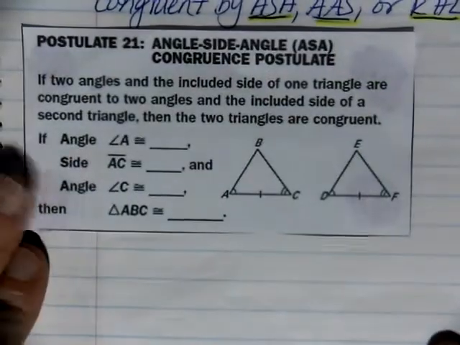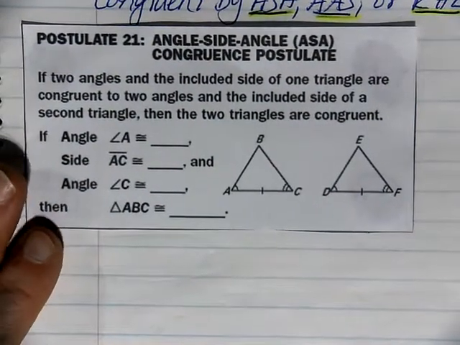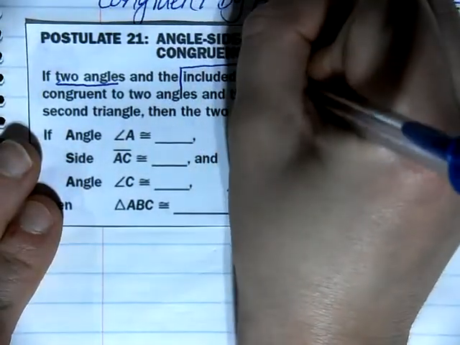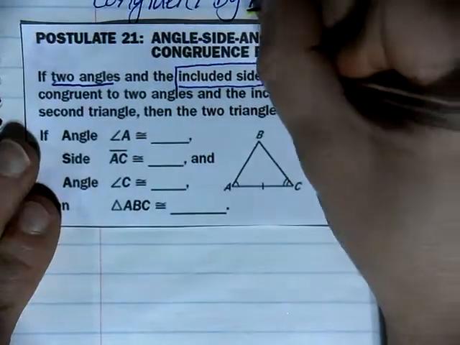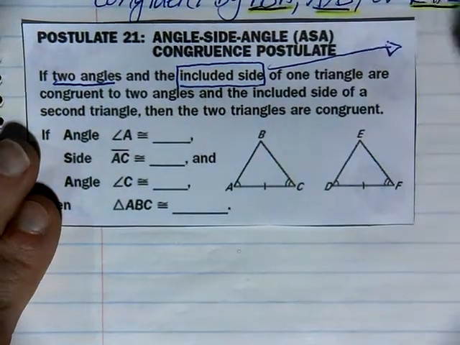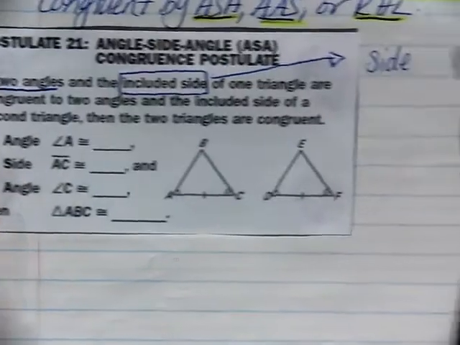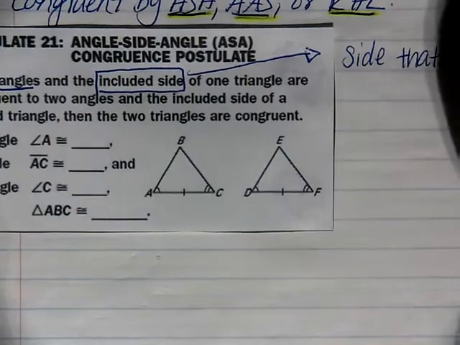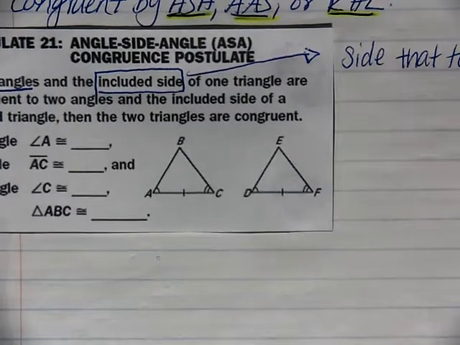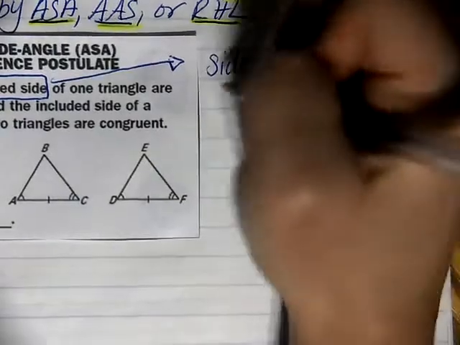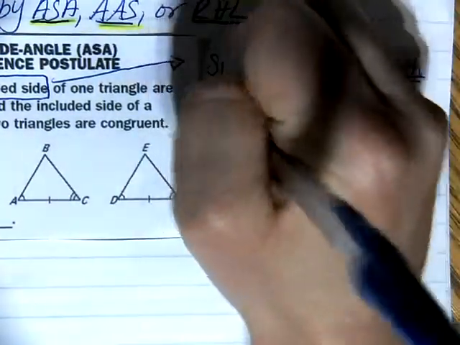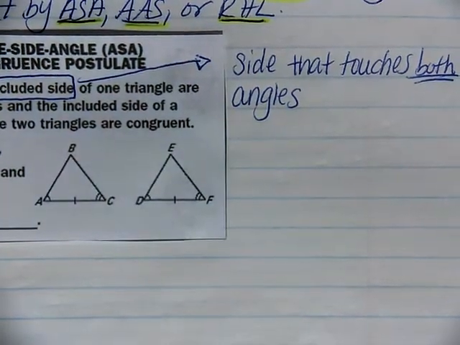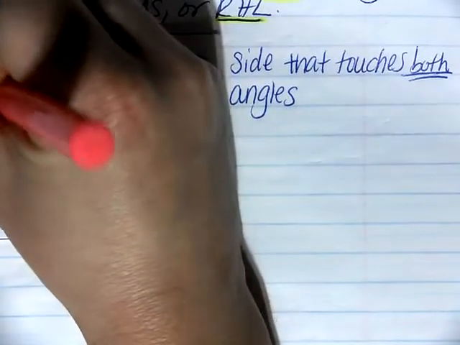Alright, so what does angle, side, angle mean? It means that if 2 angles and the included side, remember that the word included means between. So it is the side that touches both angles. This is called the included side. It is the side that touches both angles that we are interested in.